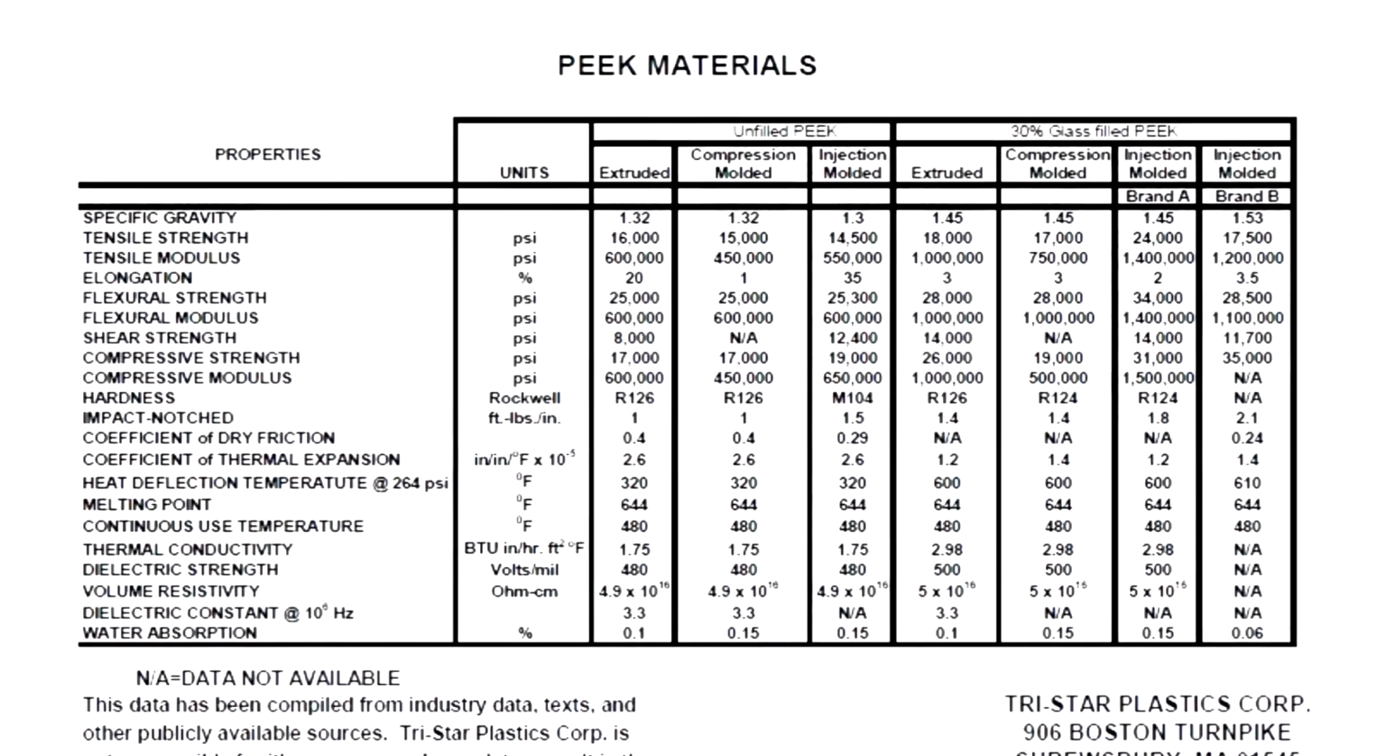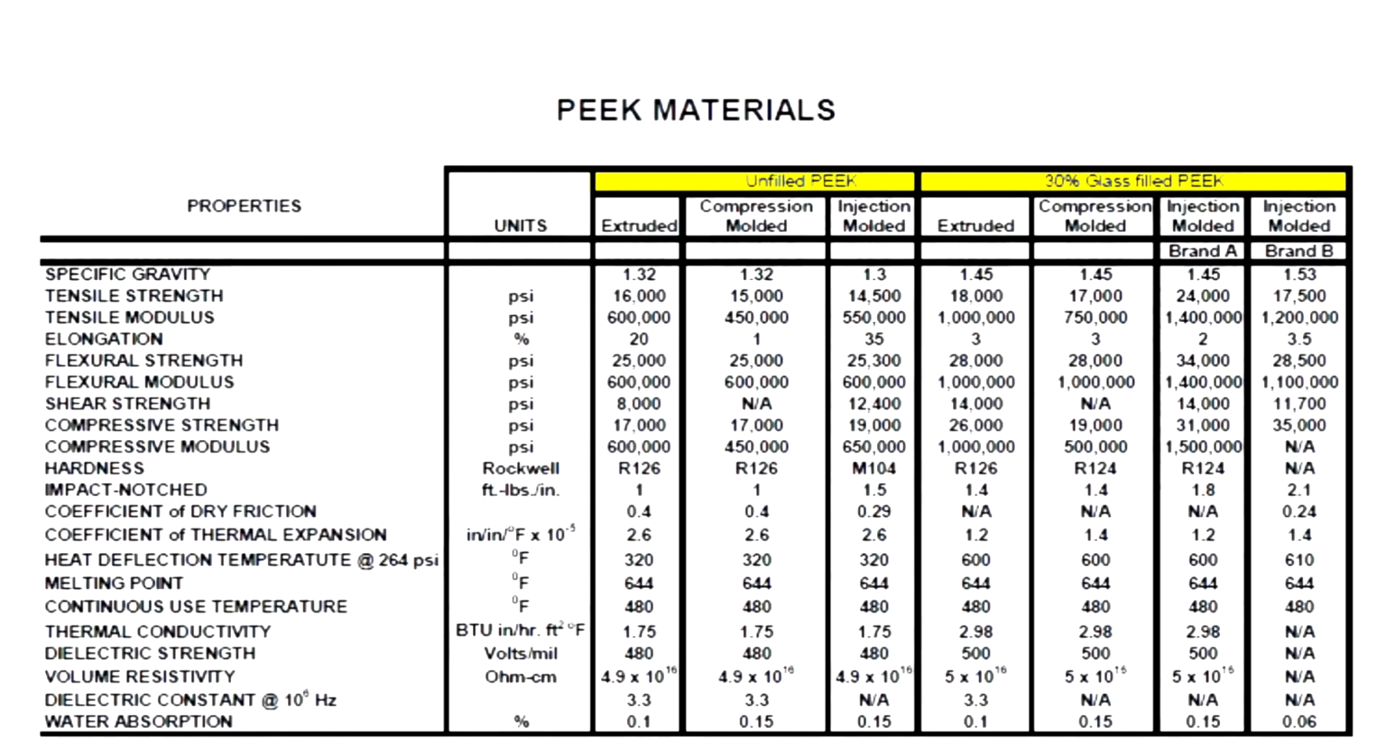There's two materials here: unfilled PEEK, which is polyether ether ketone, and then a 30% glass-filled PEEK. The thing I want you to notice is that there are three different manufacturing processes that are mentioned here: extruded, compression molded, and injection molded. With the glass-filled PEEK, I added a second injection molding source because I wanted to demonstrate that even different processors can come up with different numbers.